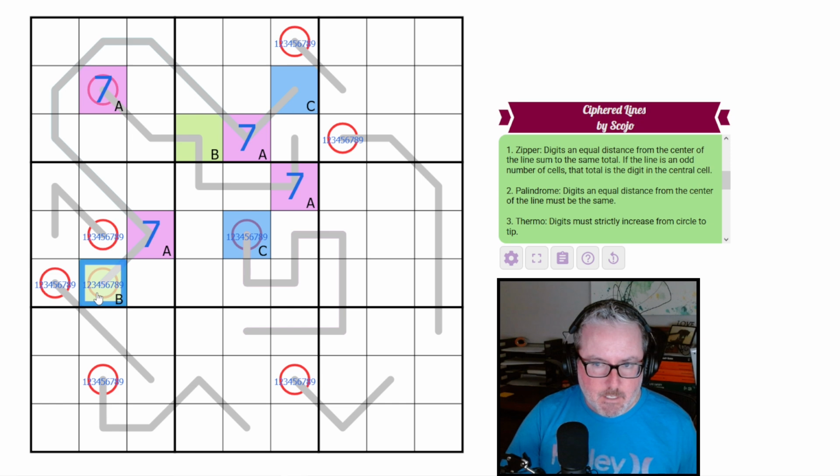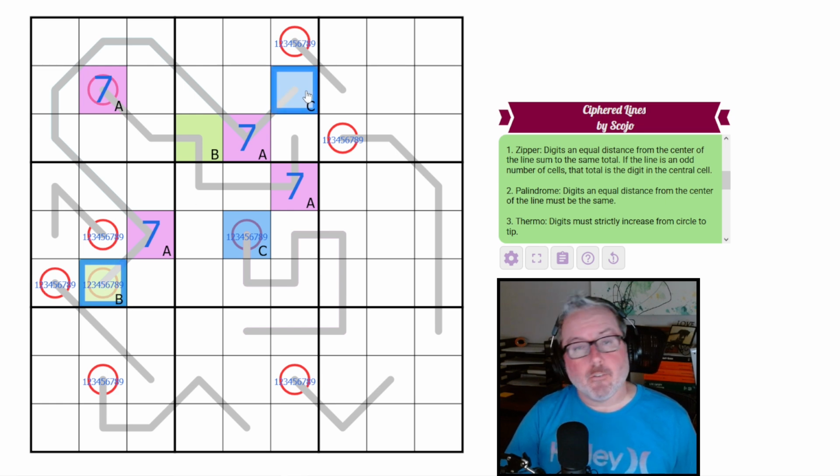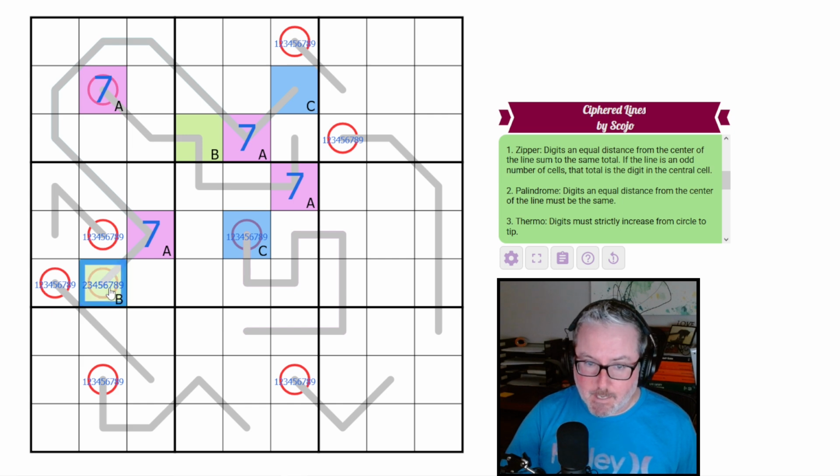Can this be zipper? This would be a 1, and this would be some value. These 7s would be telling us what the value has to be for the zipper, which had to be 14. And if this was a 1, this would have to be a 13. That doesn't work. This is not a zipper. It's also not a palindrome because we know the B and the C are different digits. So get rid of palindrome.